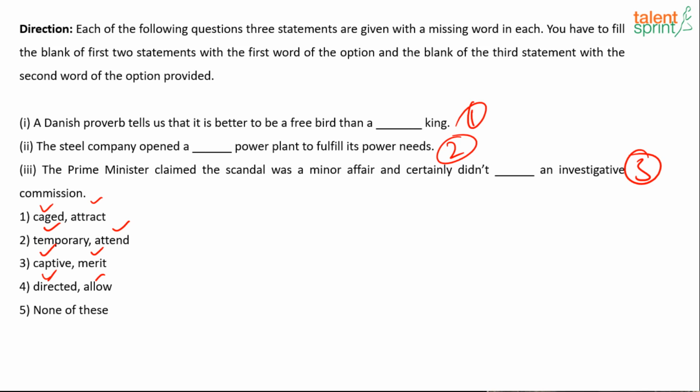A Danish proverb tells us that it is better to be a free bird than a dash king. So it is better to be a free bird. This is an adjective, we are looking for an adjective over here, than to be a dash king. Which adjective are we looking for? Free, and we are definitely looking for something opposite, because it is comparing a bird and a king. It is comparing two things, it is better to be a free bird than a dash king.